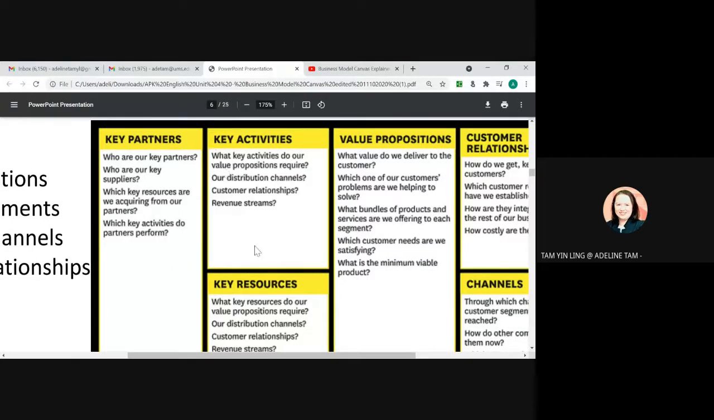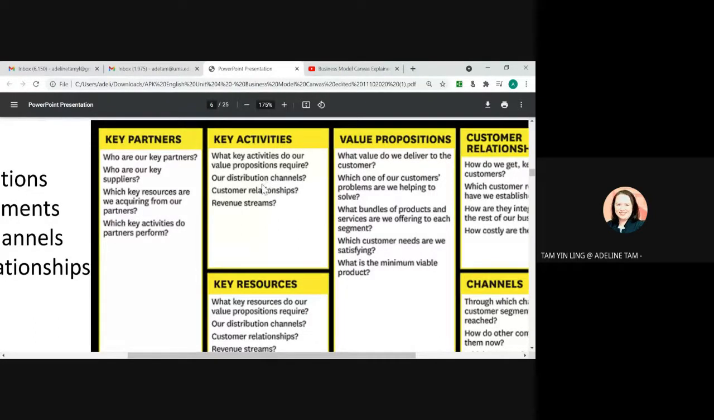And for key activities, like I say, you think of activities before sale, during sales, and after sales. So you think of what activities your value proposition requires. Contohnya, packaging is also very important. So you have to think, to make a nice packaging, what do I need to do? Let's say I need a sticker with the logo of the company, for example. Our distribution channel, how do I improve that? All these are key activities.